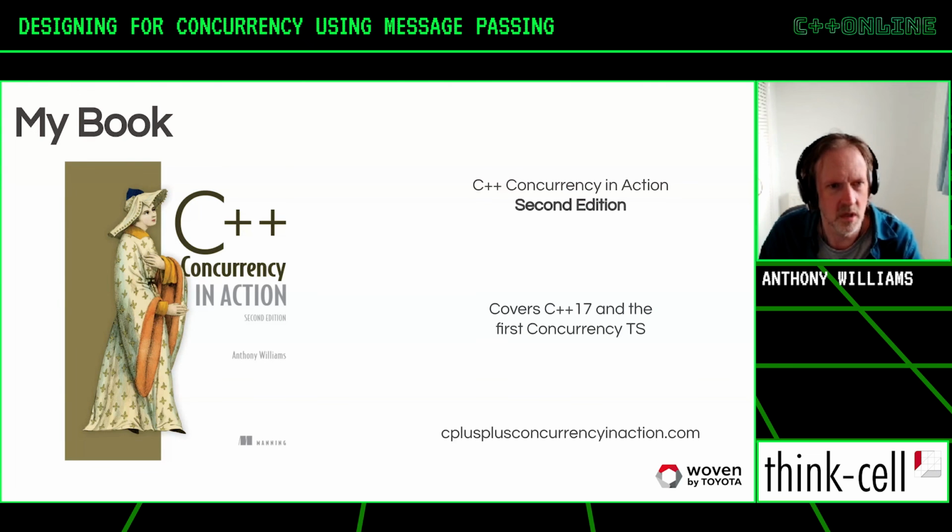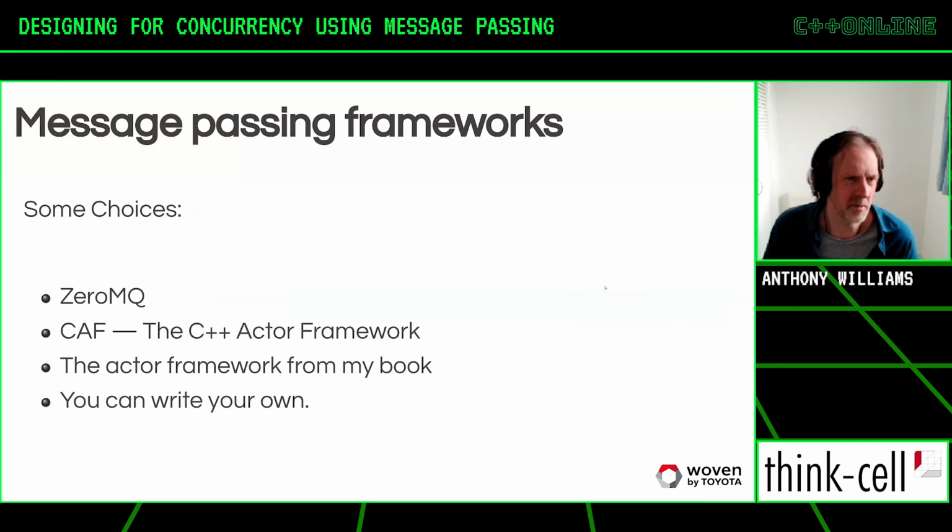So for communication, 0MQ does the message processing, but there's quite a lot of overhead on that in terms of boilerplate. Then there's something called the C++ Actor Framework, or CAF, which provides a means of defining actors and communications. In my book, there's a very basic actor framework described. There's some source code for that. And of course, you can write your own. So there's various options. None of the ones I've seen are ideal.